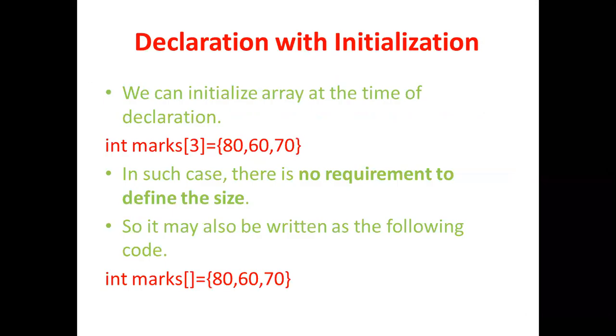Declaration with initialization. We can initialize array at the time of declaration. For example, int marks, and in square brackets 3, equal to, and in curly braces 80, 60, 70. So in such case, there is no requirement to define the size of array. So we can write int marks, and empty square brackets, equal to, and in curly braces 80, 60, 70.